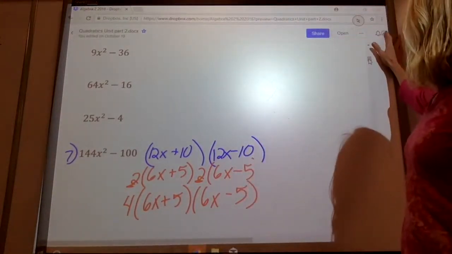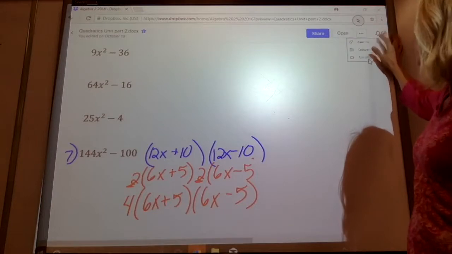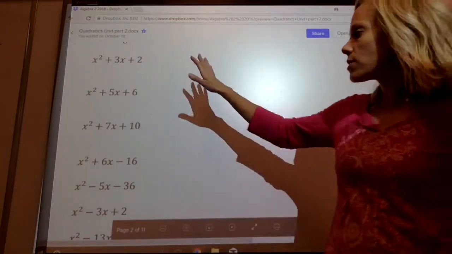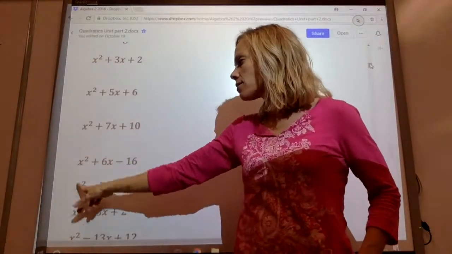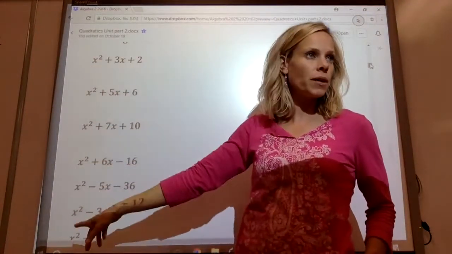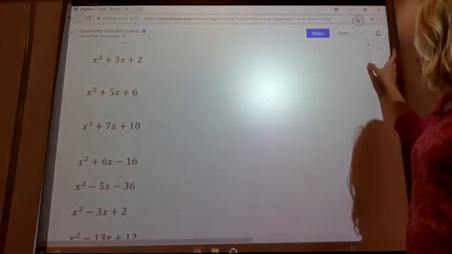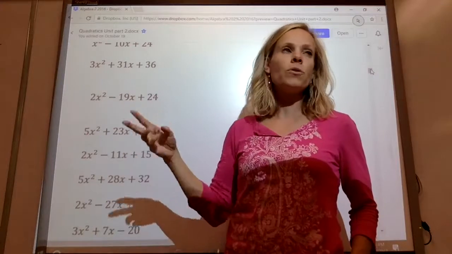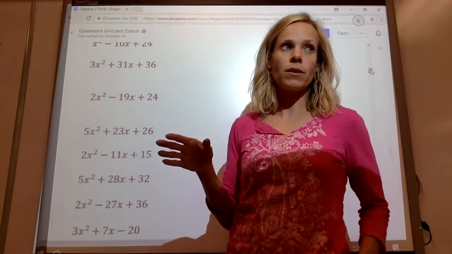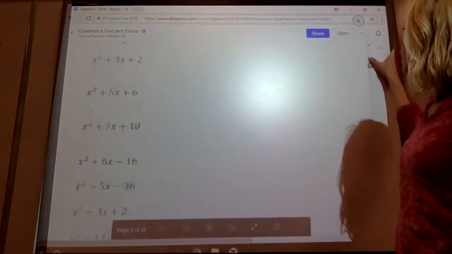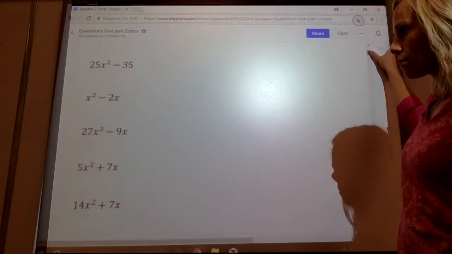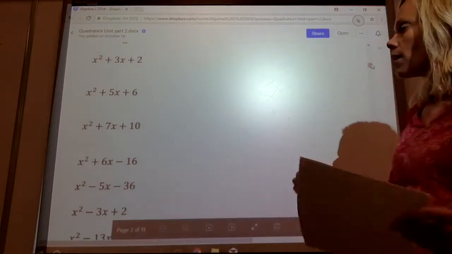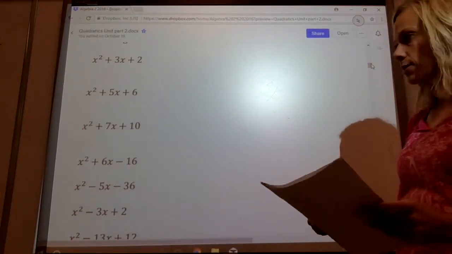Okay. Now for standard form factoring. You should notice the first half of this page, all of my a's are 1. So you have a 1 in front of x squared. And on the bottom half, I don't have a 1 anymore. I have numbers. So there are two different ways to factor here: if a is 1 and if a is not 1. Okay, so if a is 1, which ones did I want to do here?